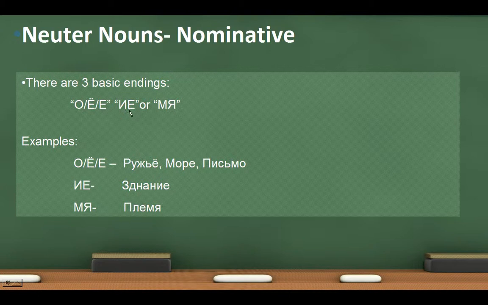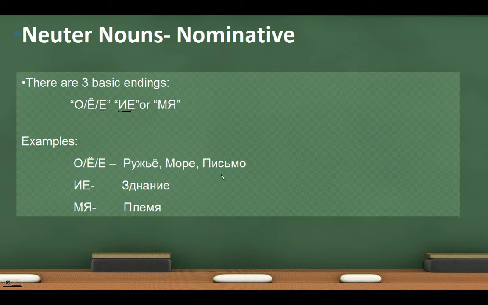You might say, for example, oh, this is an -е, why isn't it the same as an -е? And I'm telling you it's an -ие. This is going to be really important when you learn the case endings. So here are some examples of the -о, -ё, and -е endings.